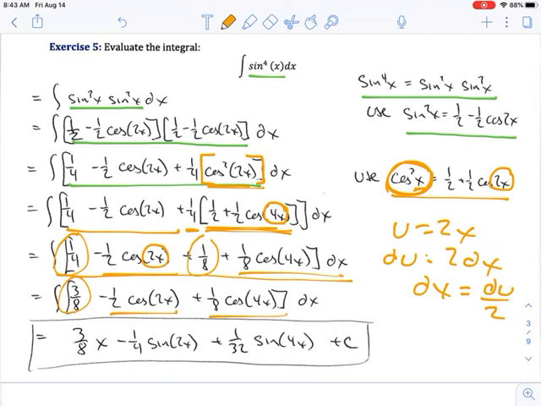So that's simplified. And then integrating, 3/8 becomes 3/8x. The antiderivative of cosine is sine of 2x. And then you have the 1/2 times the 1/2 to give you the 1/4. Cosine, again, becomes sine. And the 1/4 times 1/8 gives you the 1/32. And so there's your final answer.